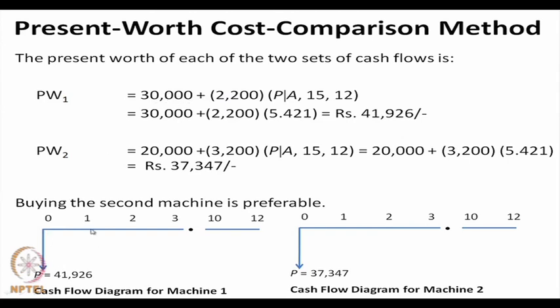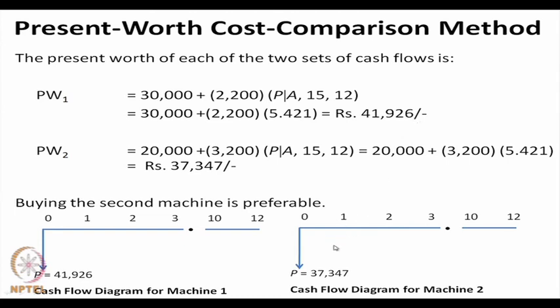30,000 remains as it is and these ones were equal payment series. We have to find out the present worth of equal payment series. So, this equal payment series present worth factor, to find P given A, 15%, 12 number of years. From the interest table we found out its value as 5.421 and the value of the annuity is 2,200. Multiply that, add that to 30,000, we get 41,926 rupees.